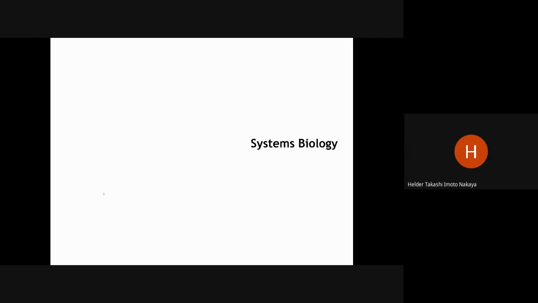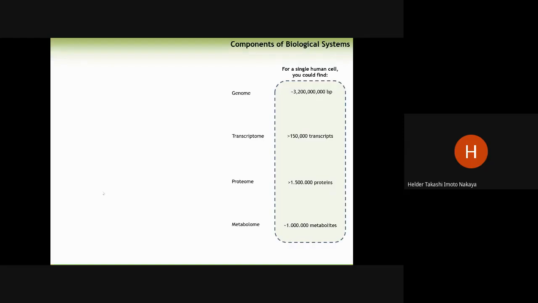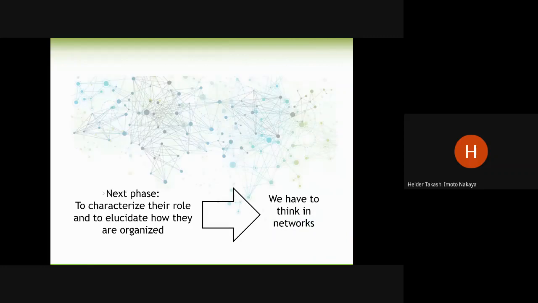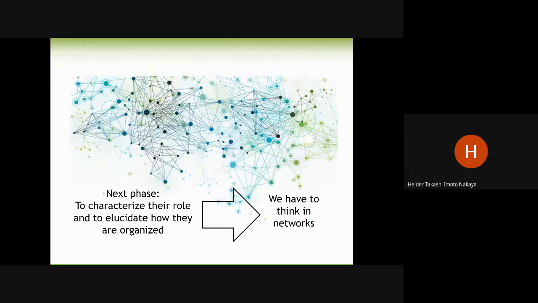And that's when we finally start talking about the biology here, which is systems biology. And you already know that we have already characterized the biological components. We know that we have a 3.2 billion base pair genome. We have more than 150,000 transcripts, more than 1 million proteins, etc. The problem now is how can we characterize their role and elucidate how they are organized. And the way we do this is using networks. And that's why graph theory is important.